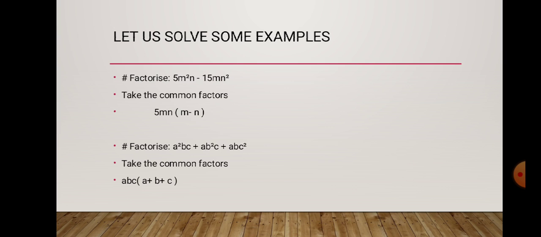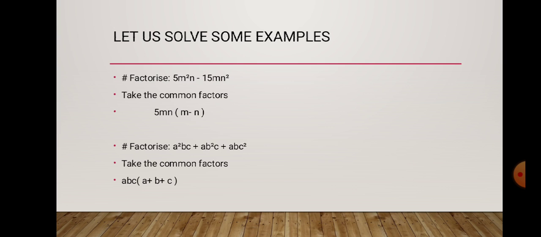Now let us see some more examples. Factorize 5m square n minus 15mn square. Now take the common factors. What is common in 5 and 15? 5. M square in the first term, and in the second term, that is m. So we can take only one m outside. Next is n. First is n, and in the second term there is n square. So n is the highest common one. That's why we take 5mn outside.